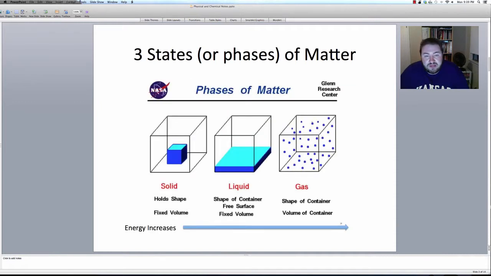Just another picture of this. Again, solids hold their shape. They have a fixed volume. Liquids take the shape of the container, free surface, and fixed volume. And gases take the shape of their container and the volume of their container as well. And again, as we go from solids to liquids to gases, we increase energy.